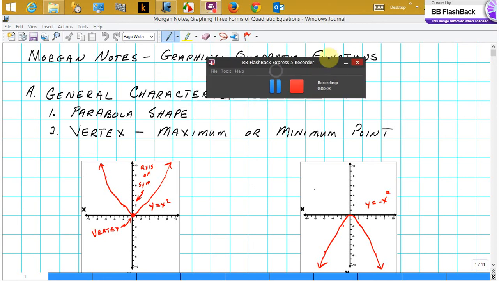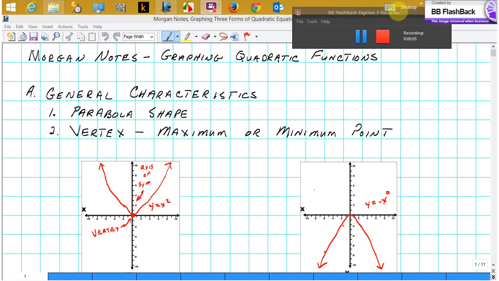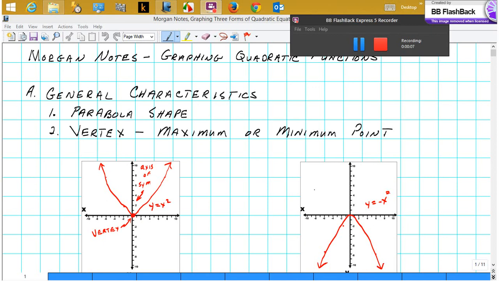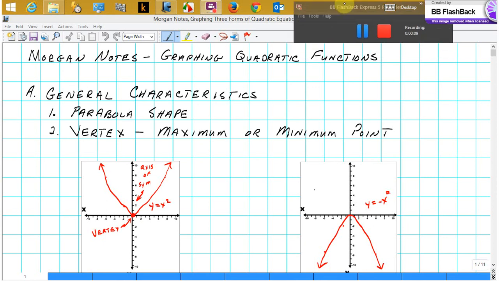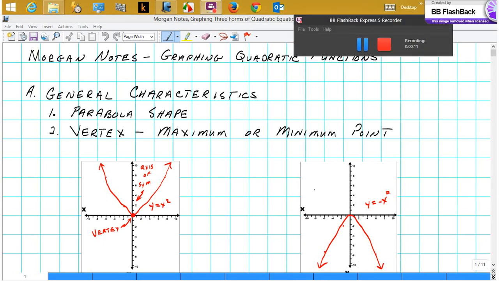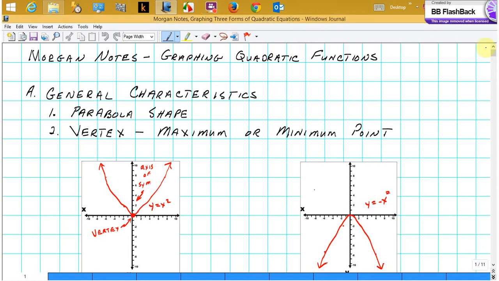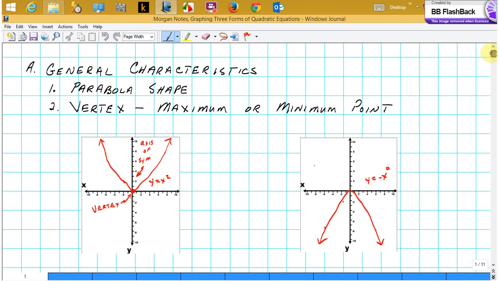In this video, we are going to graph quadratic equations, and we are going to do that with three different forms. So let's start.